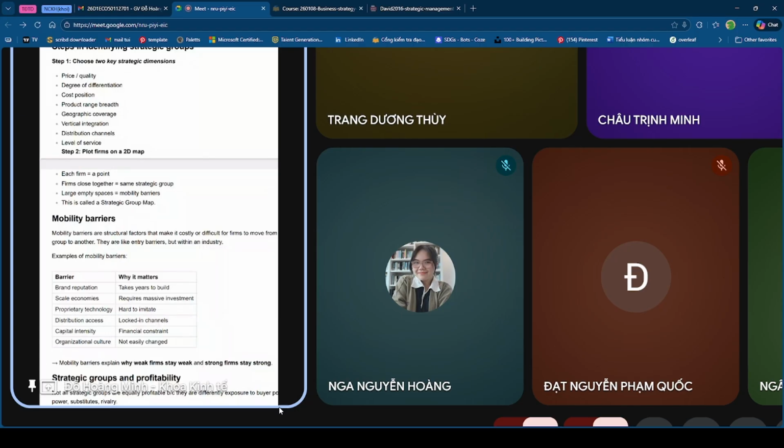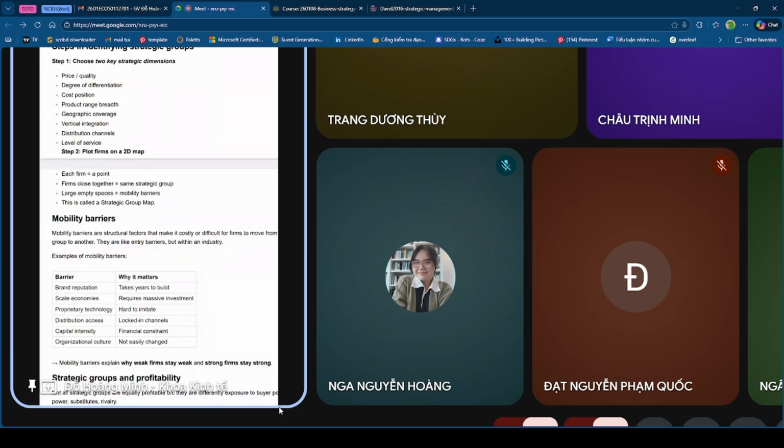And you can ask a question: the firms within the group are similar in terms of what, so that we can group them into one group? There are many strategic dimensions that we can use to consider whether the firms are identical or not.